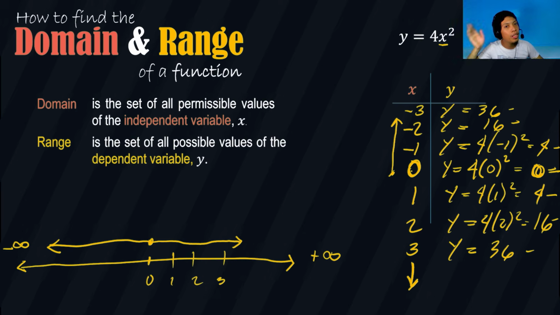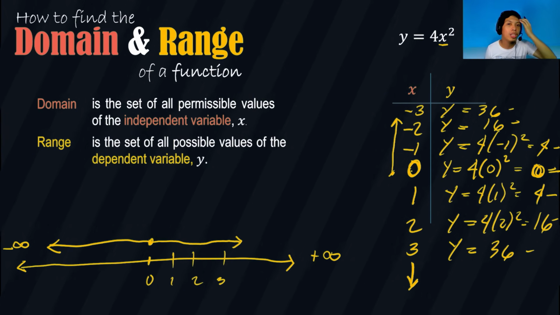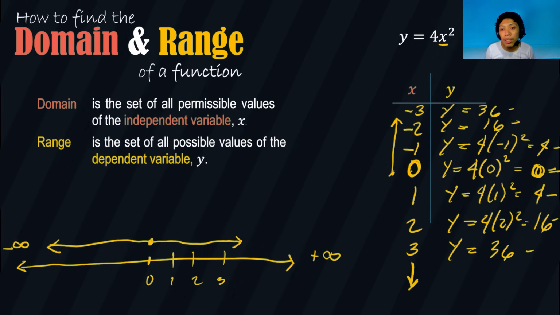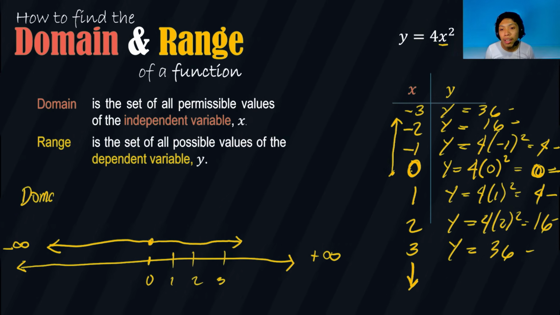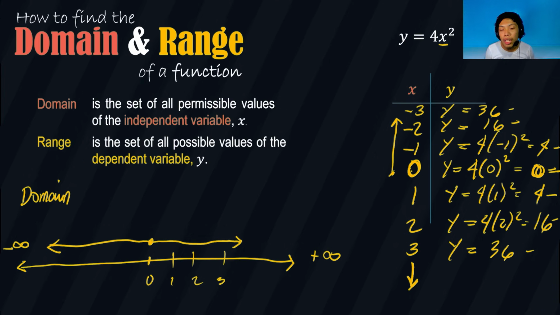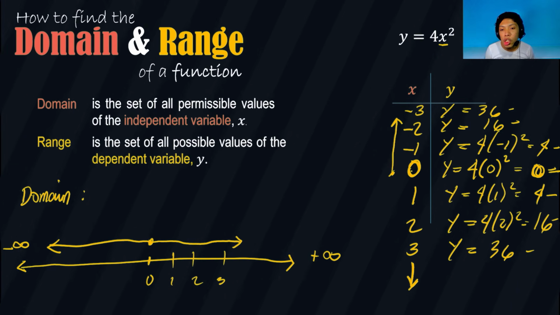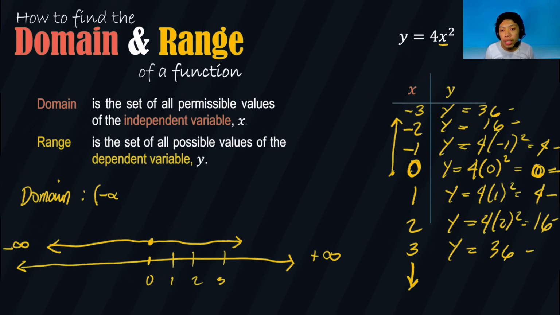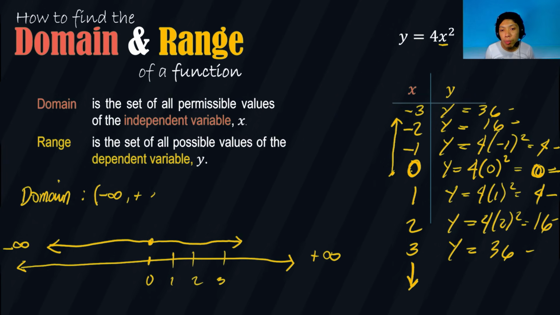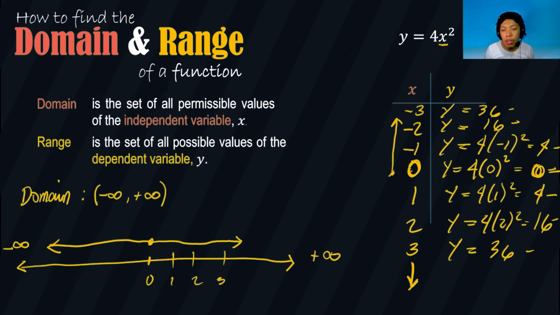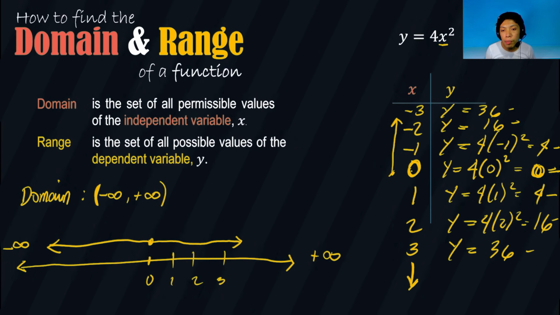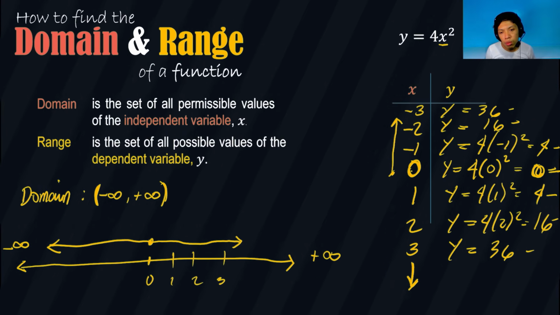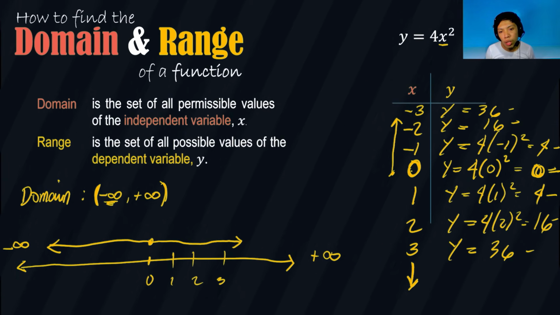So, basically, from negative infinity to positive infinity are permissible values of x. So, how do we write the domain? Domain is in interval form, from negative infinity to positive infinity. Take note we always use parentheses when we are dealing with infinity.